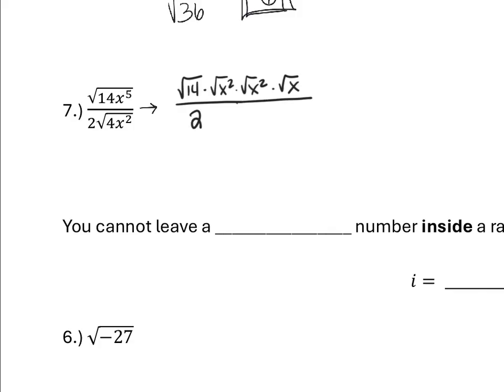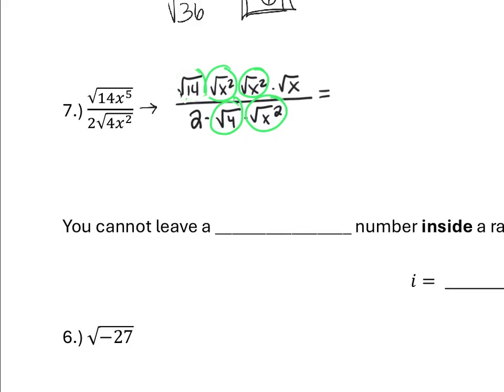And then on the bottom, 2 times square root of 4 times square root of x squared. Do you see how we separated all of those? Okay. Circle the ones you can simplify, which is a lot. Okay, not square root of 14. That was wrong. We cannot simplify square root of 14. I meant to just do the x squareds. So we're not simplifying this.